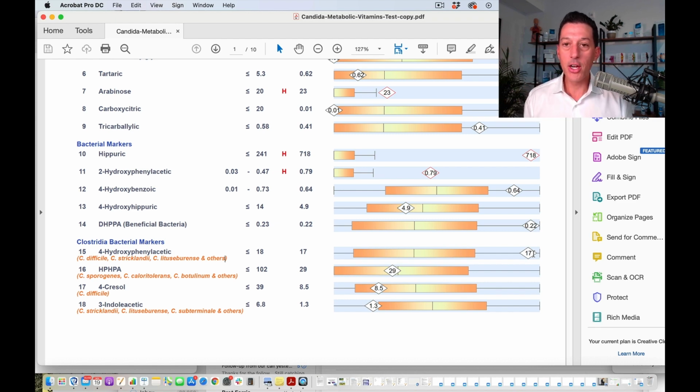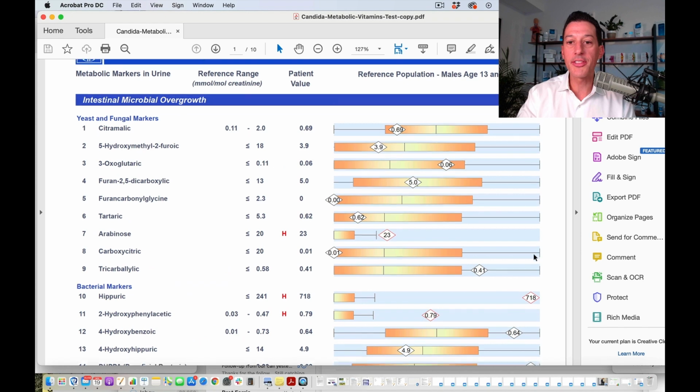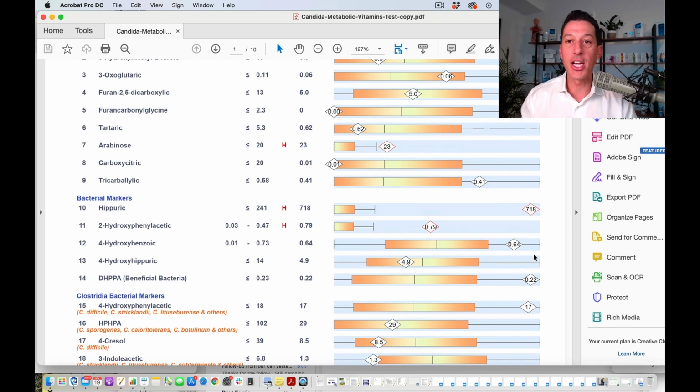So here's the thing. This person, when we look at this lab, certainly has gut dysfunction. They most likely have some type of intestinal permeability. We are going to work with this person on a specific protocol to rebalance the yeast and fungal markers and rebalance the bacteria to remove the overgrowth. Now, very interesting, this person, since they have bacterial overgrowth, even beneficial, should not be using a probiotic.